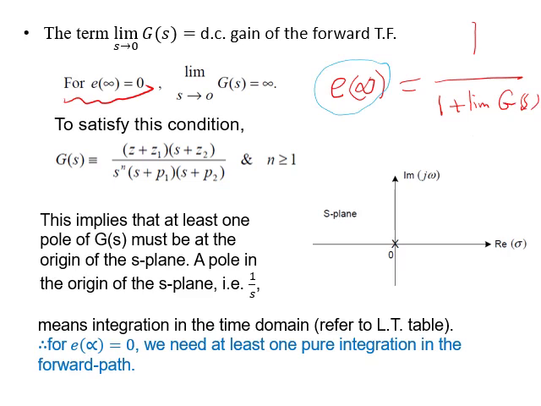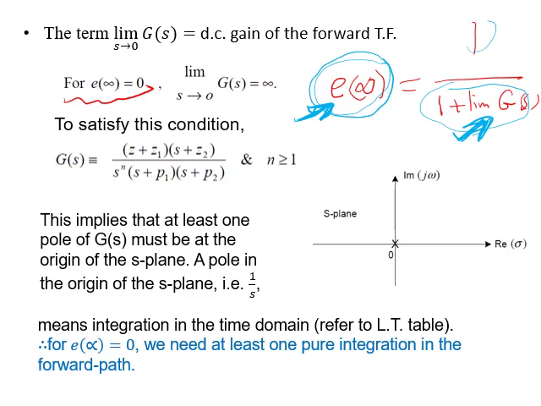I have to make the limit of GS equal to infinity. So we are going to get 1 divided by 1 plus infinity, which is equal to 1 over infinity. 1 over infinity is equal to 0. That's how I can get E of infinity equal to 0. So again, to get this value equal to 0, we need this value to be infinity.